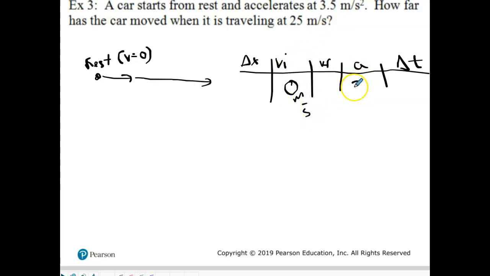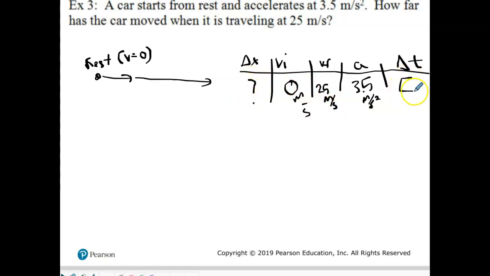The car accelerates at 3.5. It tells you the acceleration in meters per second squared, which also implies that it's an acceleration. And we want to know how far the car has moved when it's traveling at 25 meters per second. So 25 is the final velocity, or the velocity at the end of the accelerating time period. And we're looking for how far. So how far is displacement?